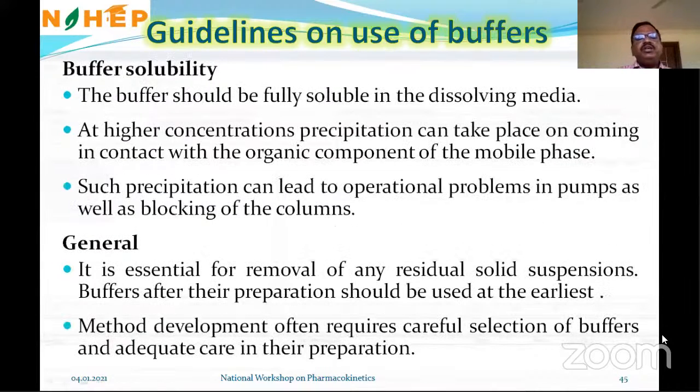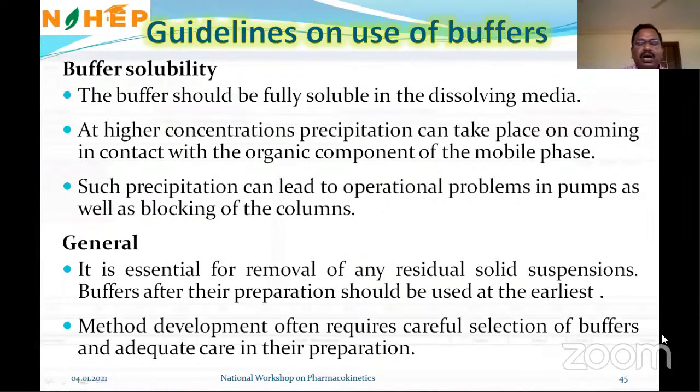Coming to buffer solubility, the buffer should be fully soluble in the dissolving media. At a higher concentration, precipitation can take place on coming in contact with the organic component of the mobile phase. Such precipitation can lead to operational problems in pumps as well as blocking of the columns. So in general, filtration is essential for removal of any residual solid suspensions. Buffers should be used at the earliest after their preparation.